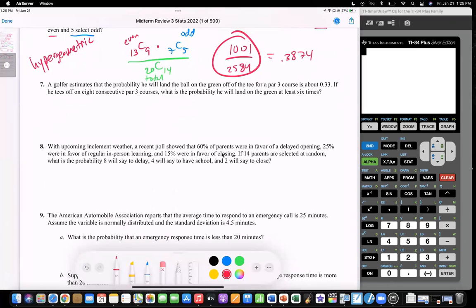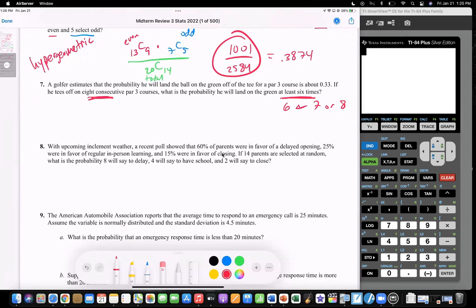A golfer estimates the probability he will land the ball on the green off the tee for a par 3 is about 33%. If he tees off on 8 consecutive courses, what is the probability he will land on the green at least 6 times? Okay, so if he's doing 8 in a row, at least 6 would mean 6 or 7 or 8. So at least 6 means 6 or more.